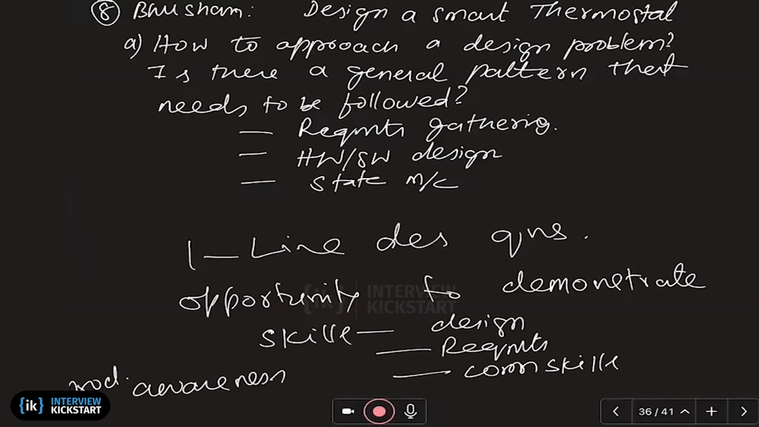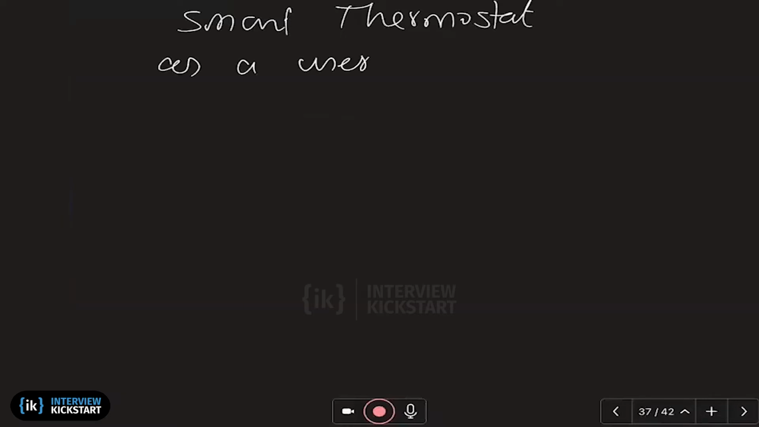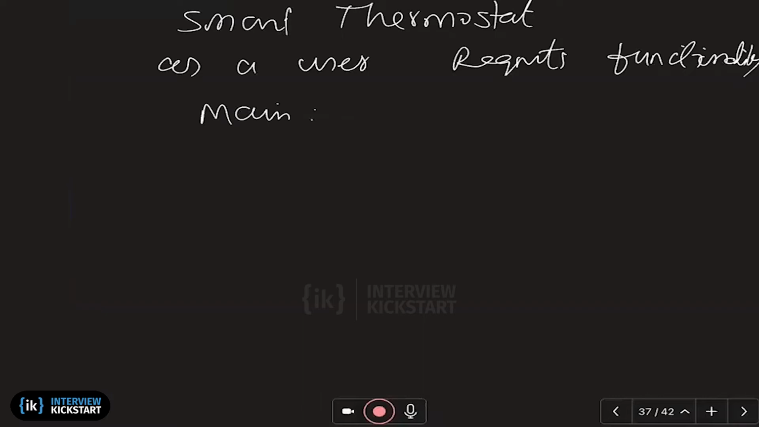He's not asking you to implement it anyway. So it's about how you think. So the problem statement, something like smart thermostat, right? Now, I'm sure if you have not designed it before, at least you would have used one. So as a user, what can you say about requirements, especially the functionality? Non-functional requirements may not be possible. But do you know what a thermostat is supposed to do?